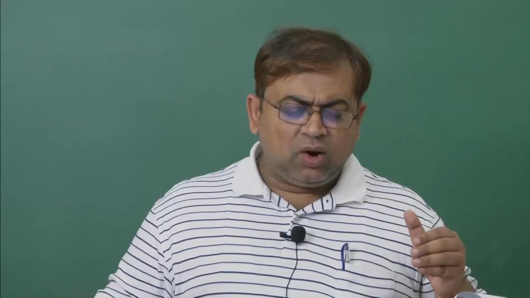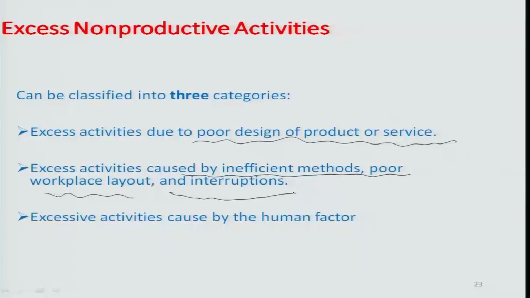and this may in a way generate a lot of rework, which is an extra activity, a non value added activity. So, if you had done it right in the first place, where the right fastener was used at the right place, then this unproductive work would have been eliminated. Okay. So, these excess activities caused by inefficient methods, poor workplace layout, and interruptions should be eliminated.